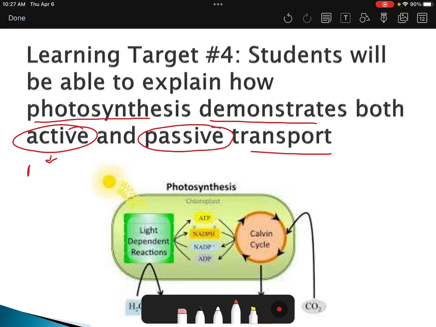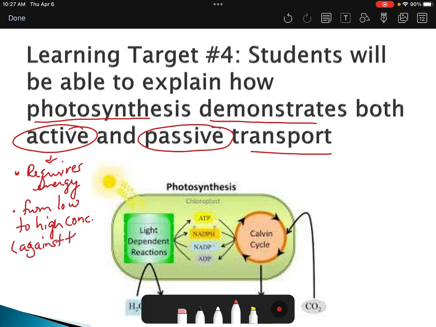Remember, active requires energy. And molecules move from low to high concentration. That means against the gradient. That's why it requires energy, because it's going from low to high concentration against the gradient.